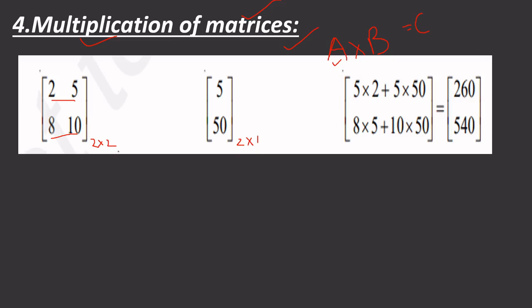Okay, simple it is. Now we do not multiply 2 with 5 and 5 with 5 and 8 with 5 and 10 with 5 again and again. That's the wrong way. There is a pattern we have to follow. Like the first row is always multiplied with the first column, and we get our first element, only one element.